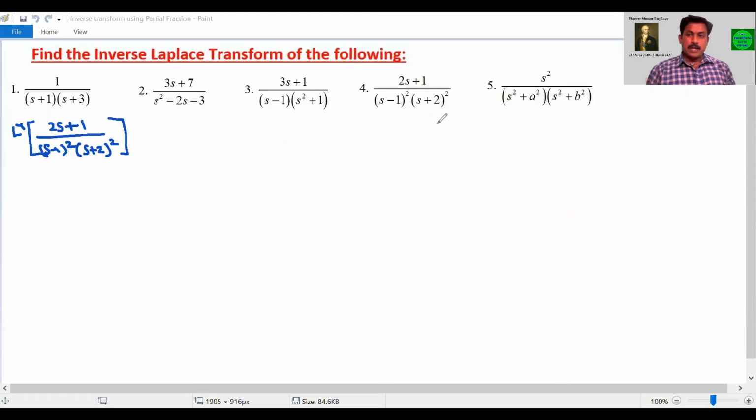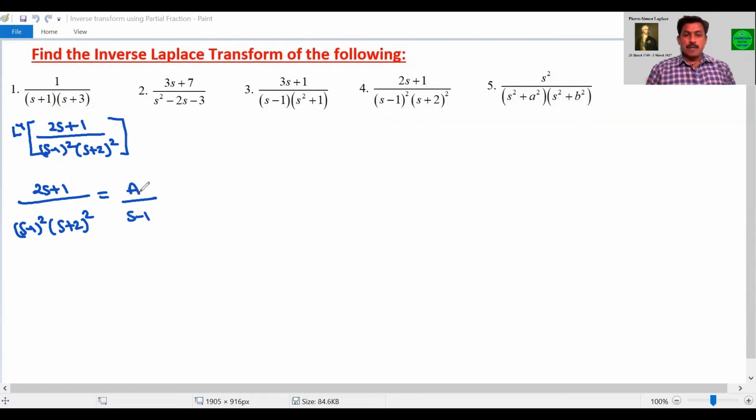Next problem, L inverse of 2s plus 1 divided by s minus 1 the whole square into s plus 2 the whole square. Here also we cannot apply the standard formulas. We are going to use partial fraction. Using partial fraction, I can write this term 2s plus 1 divided by s minus 1 the whole square into s plus 2 the whole square as, here the whole square form will be there. So we have to introduce a constant for each power.